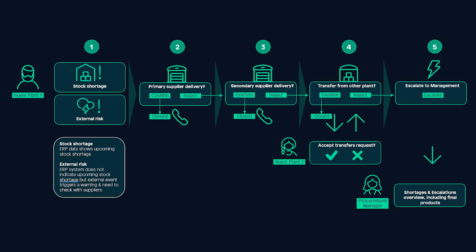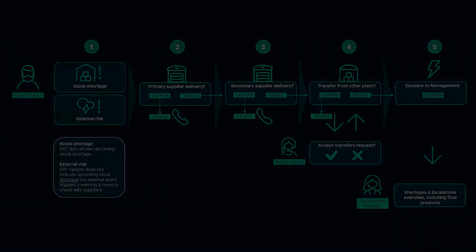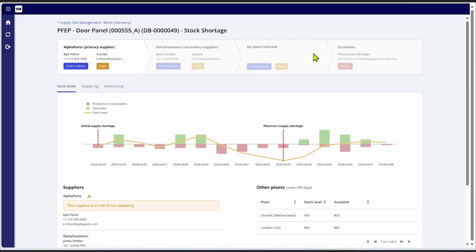The supply risk management application contains several key features, including external risks such as natural disasters and their effect on material supply, identifying and mitigating stock shortages, and internal transfers and escalations. The process wizard guides the buyer through handling the stock shortage.